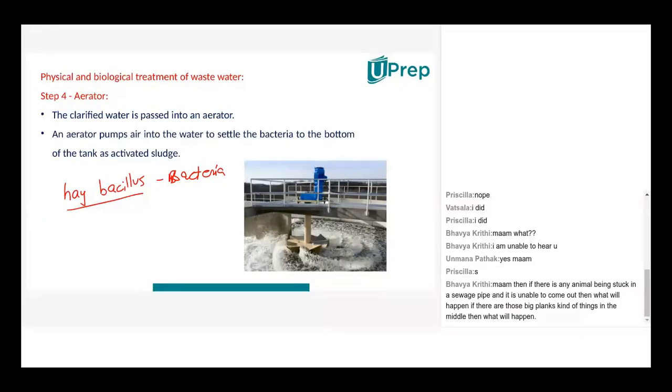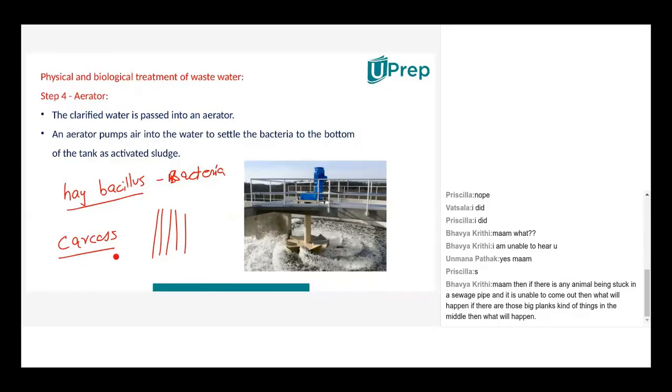Okay. Bhavya, ma'am, if there is any animal stuck in a sewage pipe and it is unable to come out, then what will happen if there are those big planks kind of things in the middle? So Bhavya, do you mean to say that the animal would be live or dead? Ma'am, it can be any of it. See, if they are dead animals, if they are the animal carcass, matlab the dead body of an animal, if it is a carcass, it will be removed from the bar chamber only. Remember the first stage. Alive? If it is alive, it will not go till that extent.